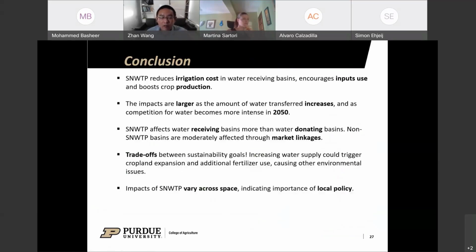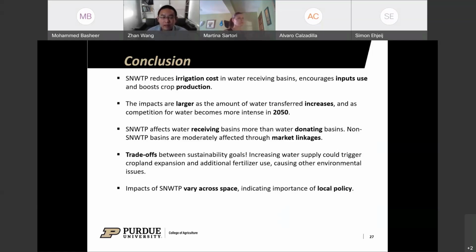So, the conclusion of this paper is that SNWTP's impact on agriculture is that it reduces the irrigation cost in the water receiving basins. So it encourages using more input and also producing more crops in these basins. And as we can see, the impact of SNWTP varies across basins and across different scenarios. However, when we have more water transferred, the impact on crop production, input use, and output will also be higher.